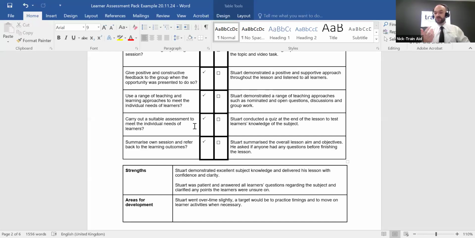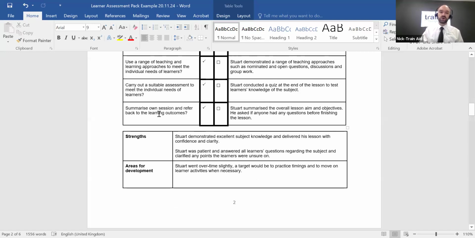It could be through maybe a quiz or a game, perhaps a paired work activity. So we're just looking to see, did the learner check in with the students within the lesson to test their knowledge? And so I've put tick yes. Stuart conducted a quiz at the end of the lesson to test learners' knowledge on the subject matter, which was all to do with recycling.